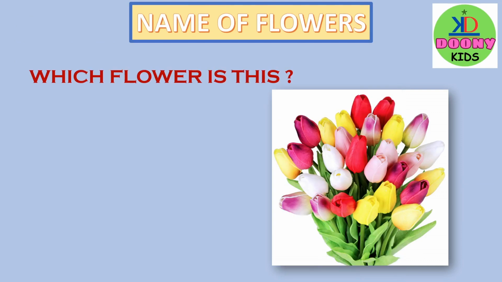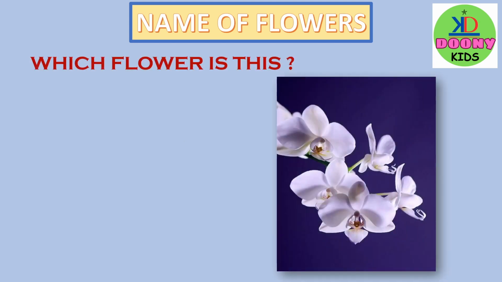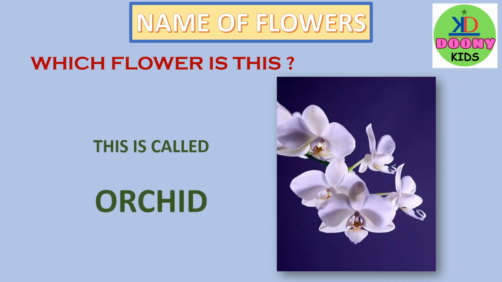Which flower is this? This is called tulip. T-U-L-I-P, tulip. Which flower is this? This is called orchid. O-R-C-H-I-D, orchid.